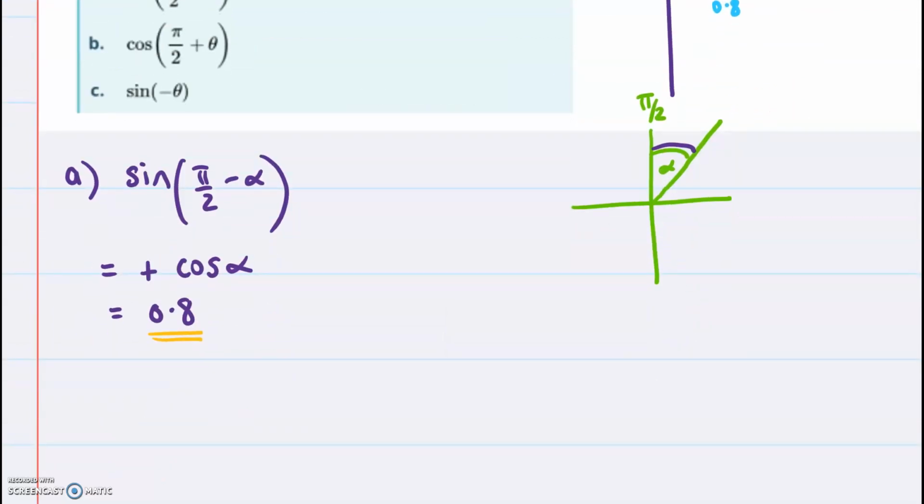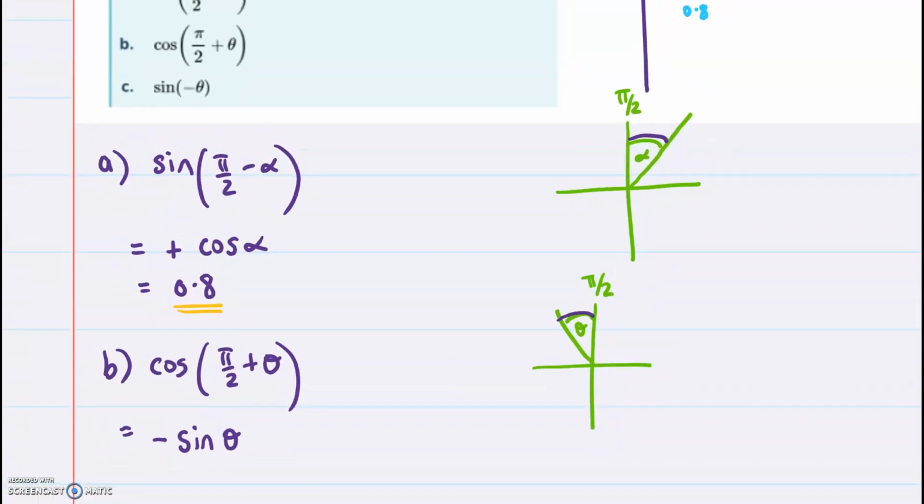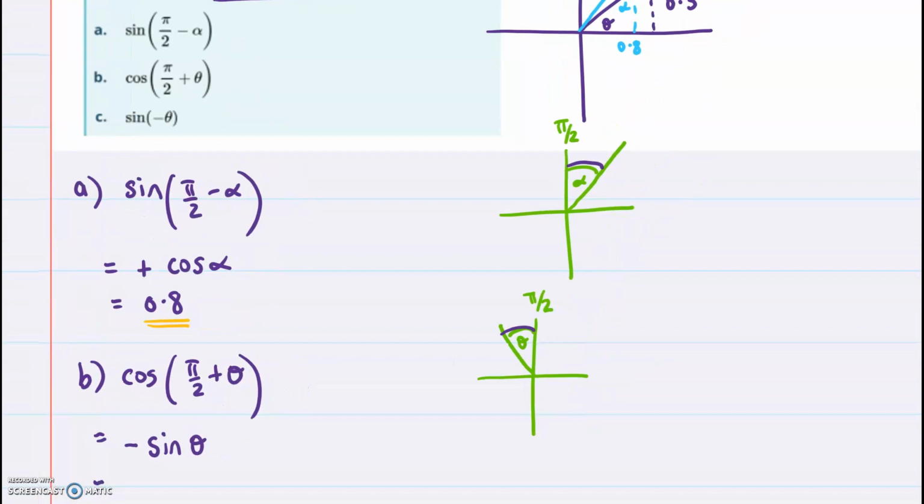In part B, we've got cos of pi on 2 plus theta. So I'm going to have a think about where that graph would be. Pi on 2 is up on the y-axis. When you add theta, you go that little bit extra around. It's in quadrant 2. Now they've asked for cos. In that quadrant, cos is negative. And now all I need to do, because the angle is back to the y-axis, is switch your cos with your sine and just use this angle that they've got, which is the theta. In the question, they told me sine theta was 0.3. So this is negative 0.3.